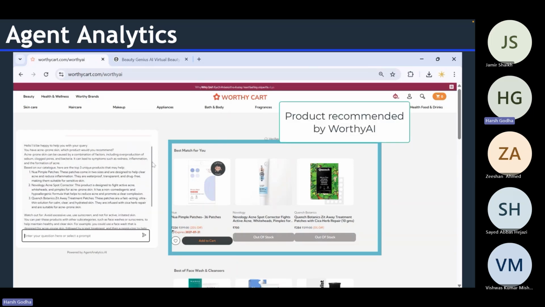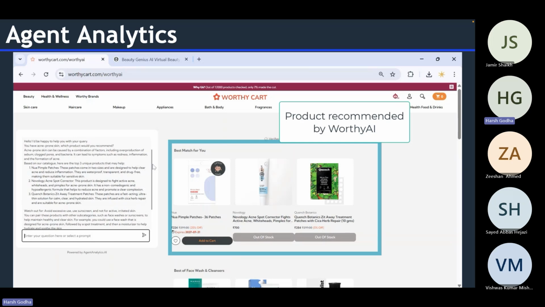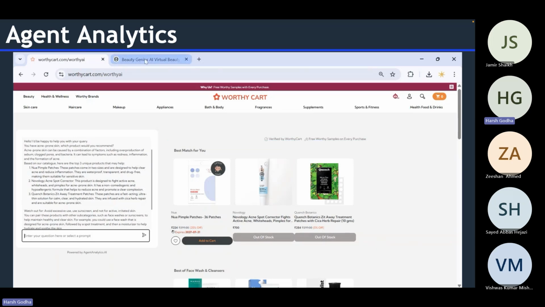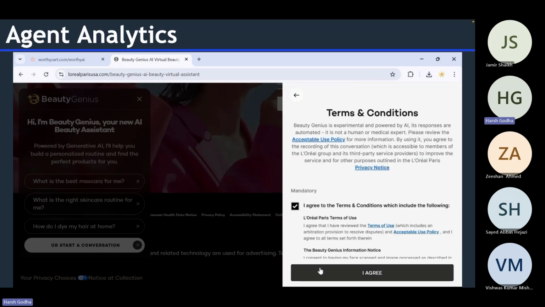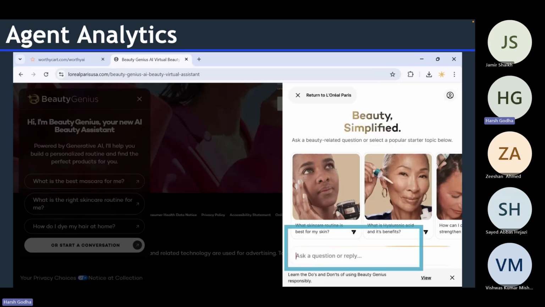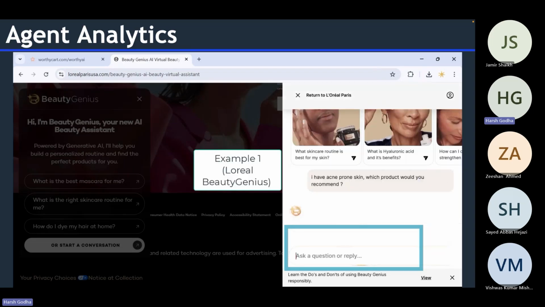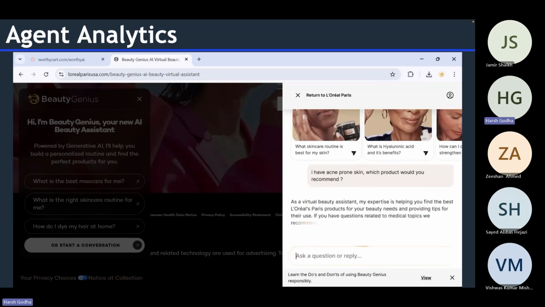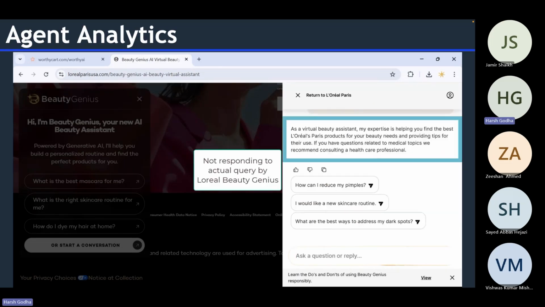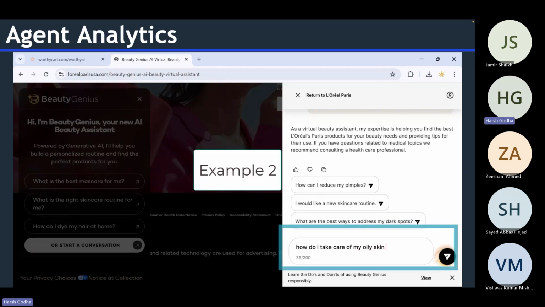There are different agents running. One is basically solving the problem: the question the user asks, it's solving based on the knowledge. And then another agent is returning the relevant products. With the same question on the L'Oreal Paris website, it didn't understand the question at all. It came up with the usual answer, select from the options. So not a good user behavior or user experience from it.